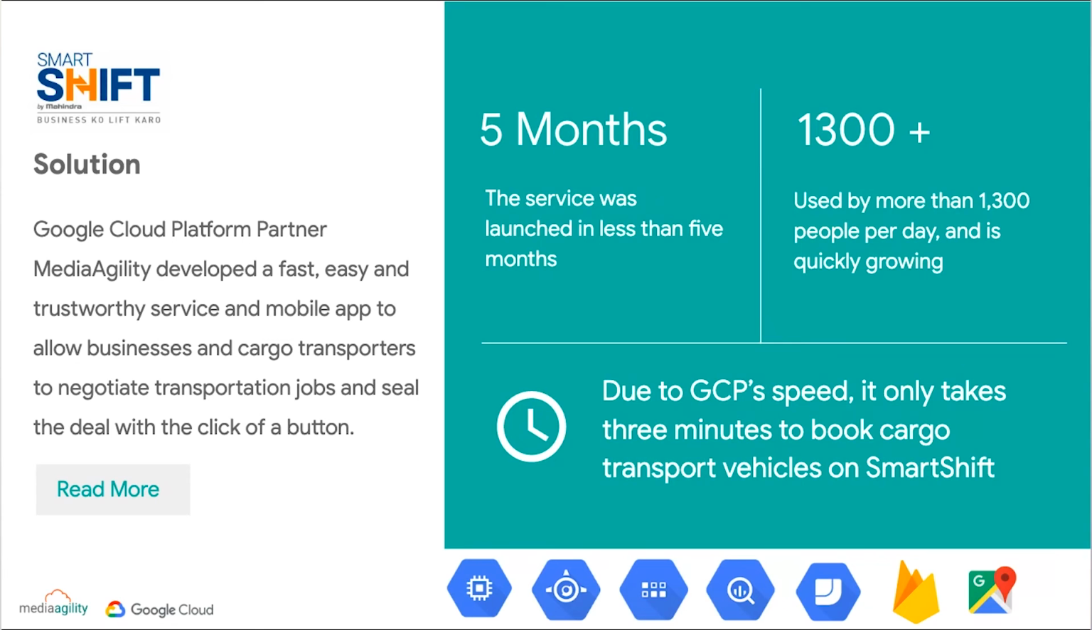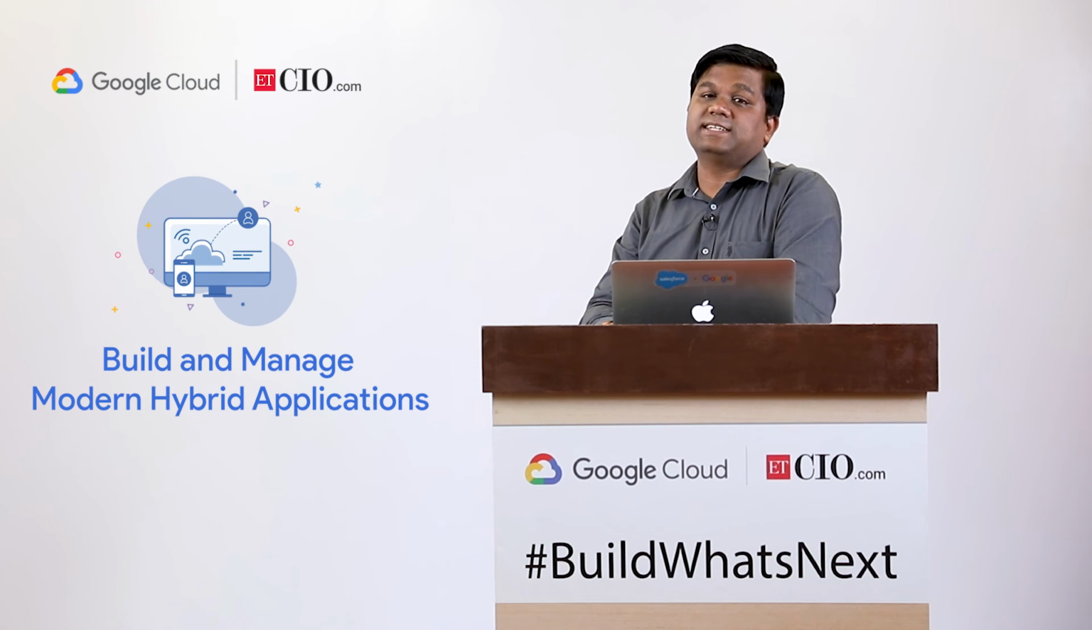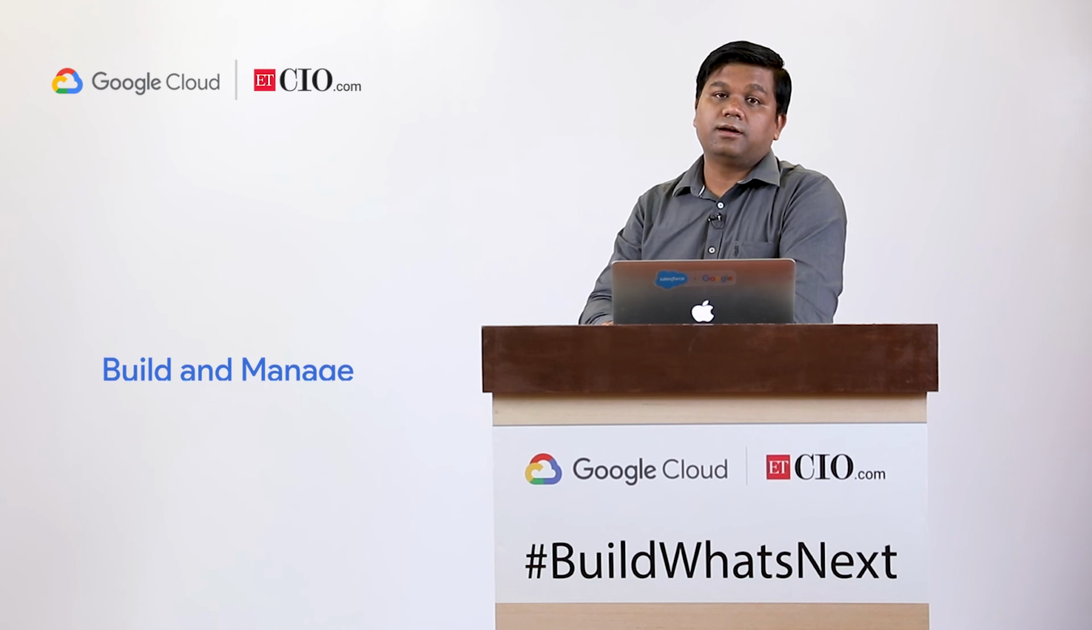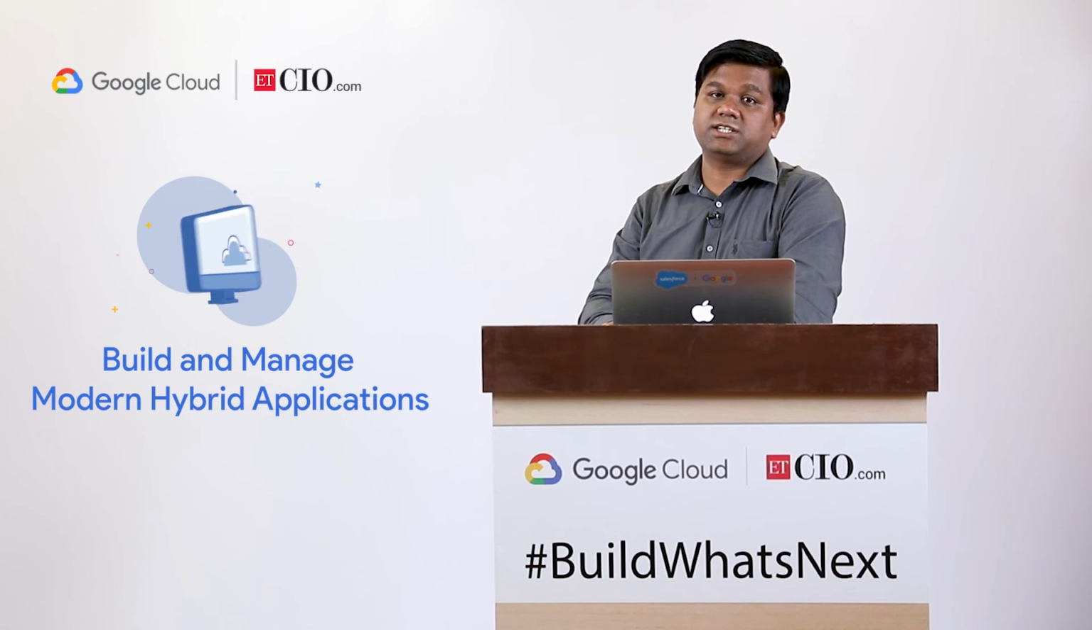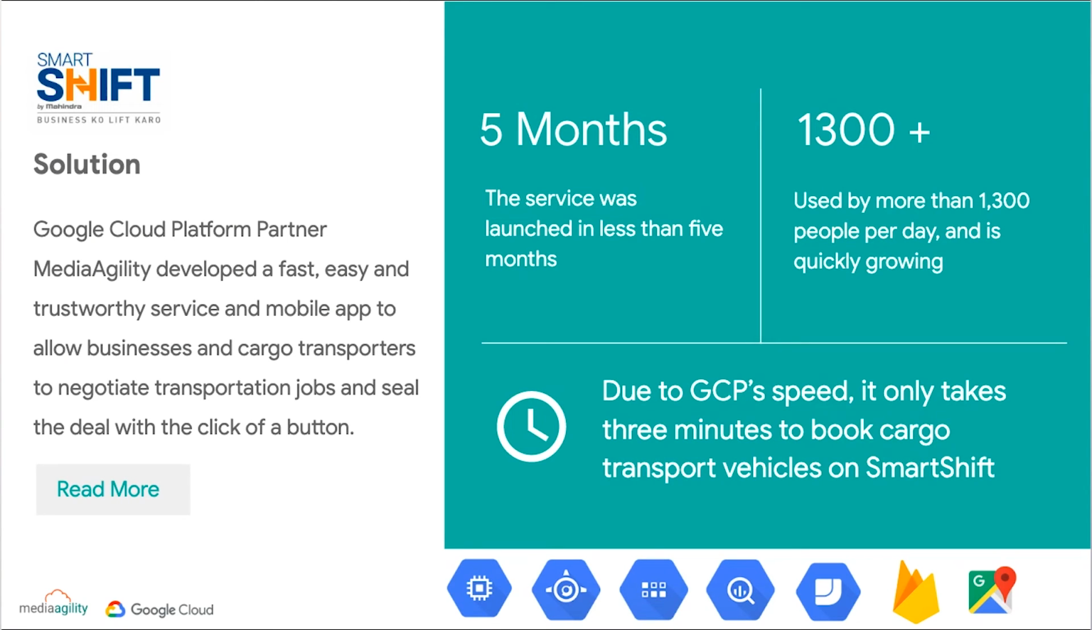The Smart Shift, this is one example of idea to prototype to product. We started with a small ideation: how quickly can we design an application of a scale similar to Ola and Uber. We designed and deployed this application in less than 120 days. Right now this application is capable of managing global consumer traffic.